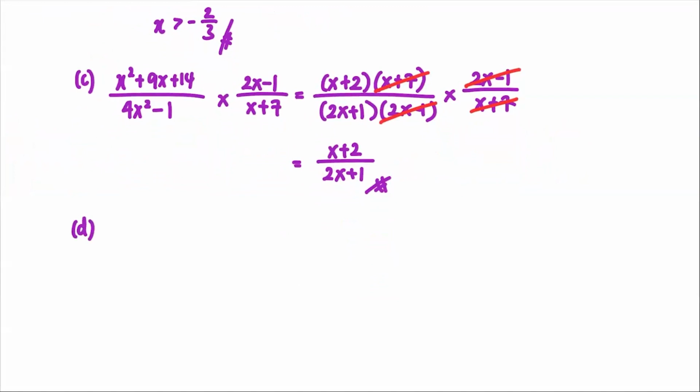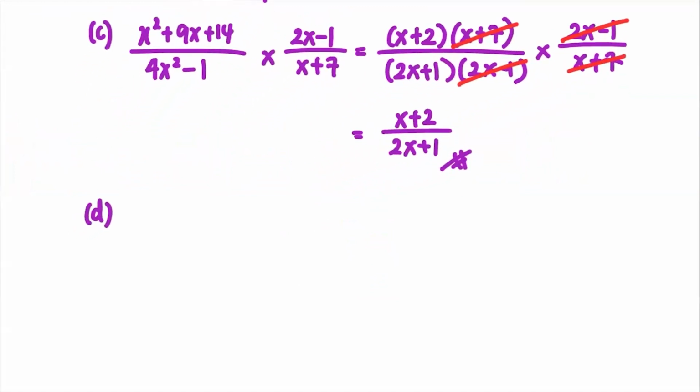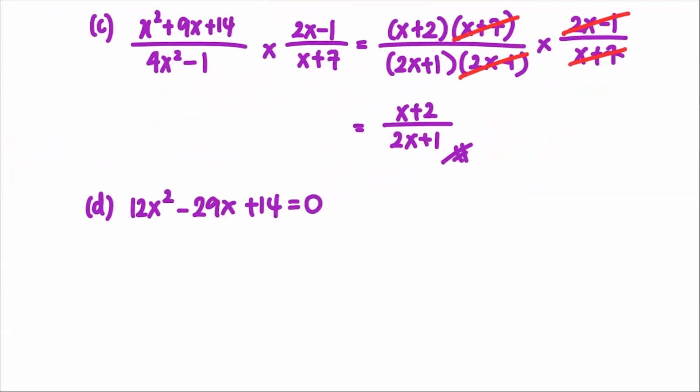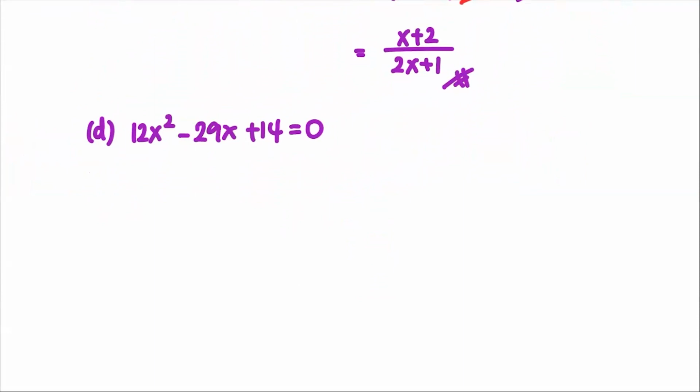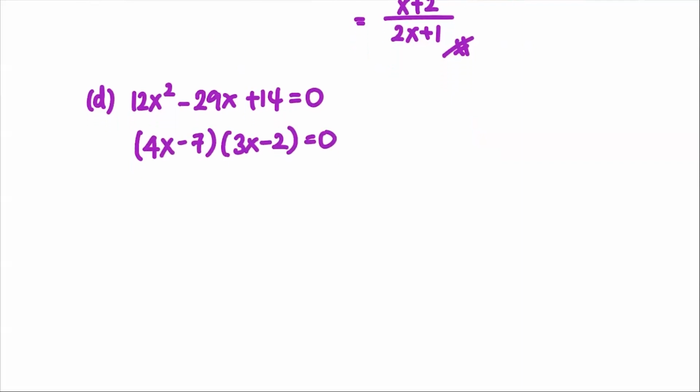Part D. The question is asking you to solve a quadratic equation, 12x squared minus 29x plus 14 equals 0. So like I said, this is a beautiful kind of quadratic equation. Break it down, you get (4x minus 7)(3x minus 2) equals 0, x equals 1 3/4, or x equals 2/3. Like I said, your numbers need to be in mixed numbers or decimals, cannot be improper.